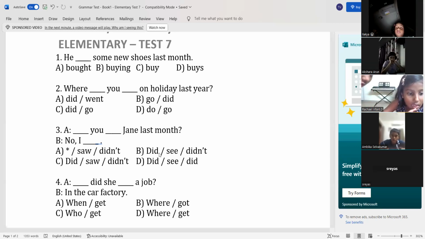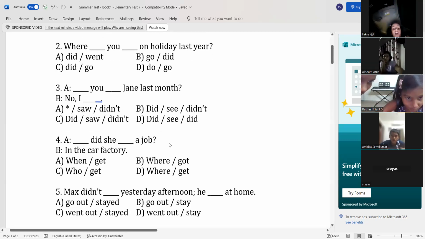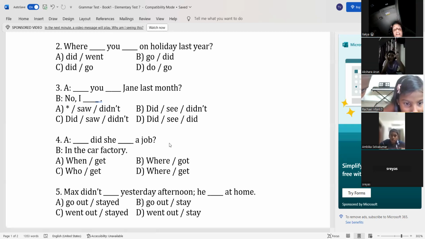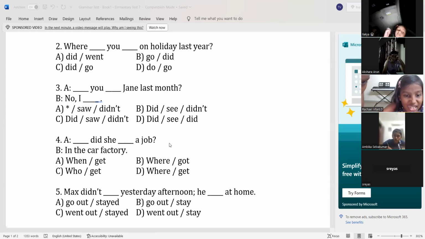Can you do the next split also? Rachel, can you do number four? Yes, sir. You have to know the split. Dash did she dash a job in the car factory? A is asking, B is telling, so it's a conversation. Where did she get a job in the car factory?